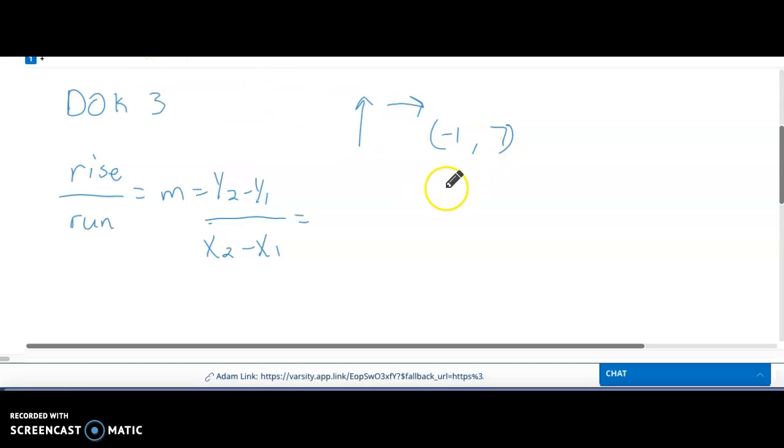And then let's do 2 and 1. Okay, so this is going to be my X. Let this be my X2, Y2. And let this be my X1, Y1.